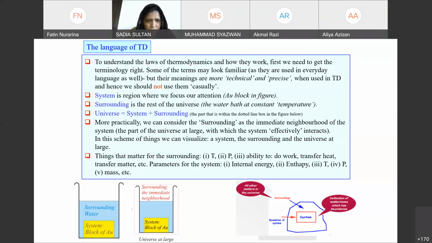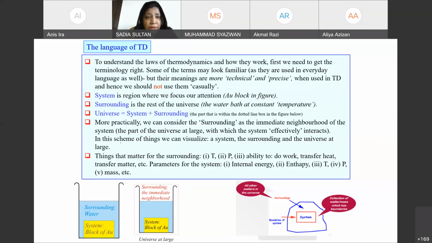Okay. So surrounding is the immediate neighborhood. For example, your cup's surrounding is yourself, or yourself surrounding is the cup. If I ask the cup what is its system, it will say the person is my system, my focus is on that person. If I ask the person, he says my focus is on the cup. So this is my system. For the cup, the surrounding is the person, or for the person, the surrounding is the cup. So here the surrounding is water and the system is block A.